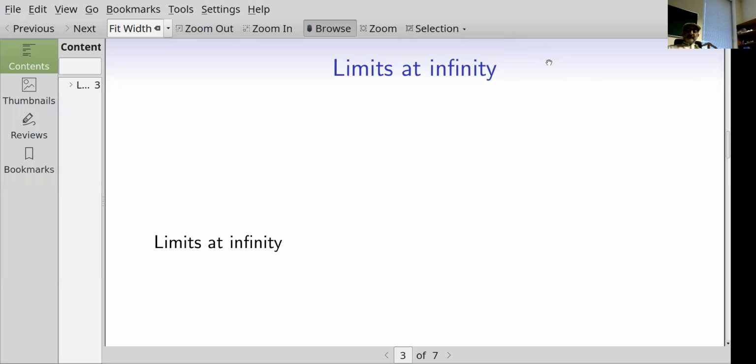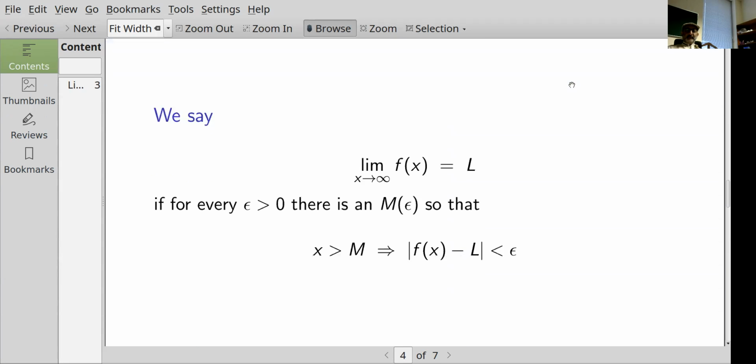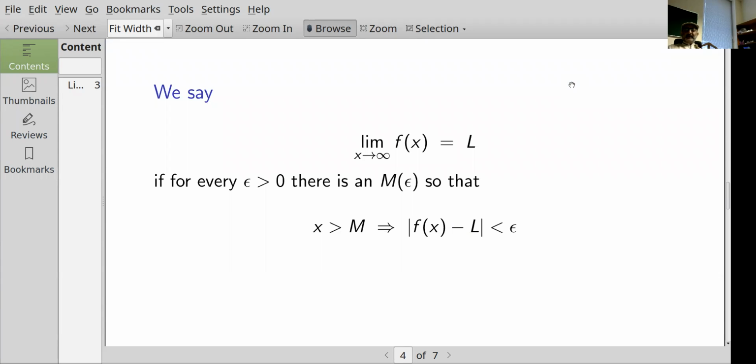Continuing with our discussion of formal proofs of limits, we now consider limits at infinity. We say that the limit as x goes to infinity of f of x is equal to L if for every epsilon greater than 0, there is an m dependent upon epsilon such that x bigger than m implies that the absolute value of f of x minus L is less than epsilon.